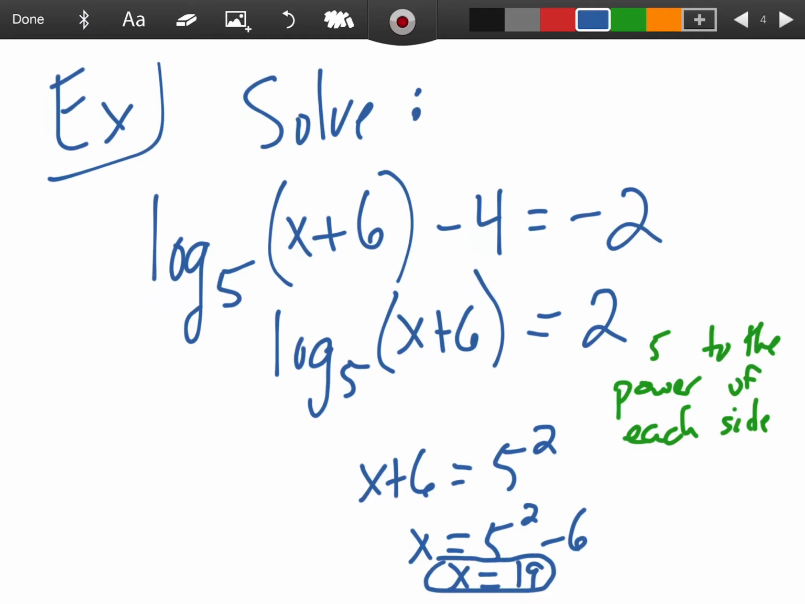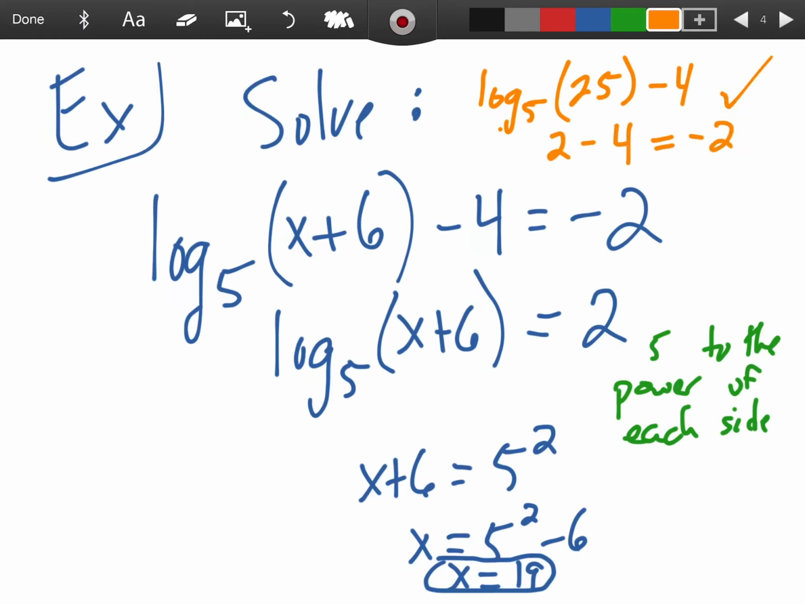If we were to plug that back in, let's just check and make sure that that would work. I've got log base 5 of (19 plus 6), which is 25, minus 4. 5 to what power is 25? That's 2. And 2 minus 4 does indeed give me a -2. So I'm feeling good about my solution. My solution is definitely correct.